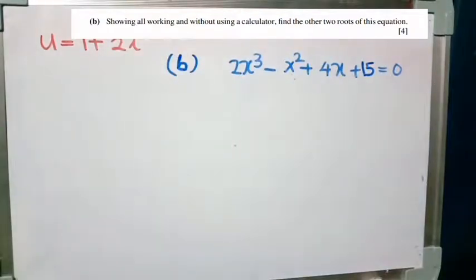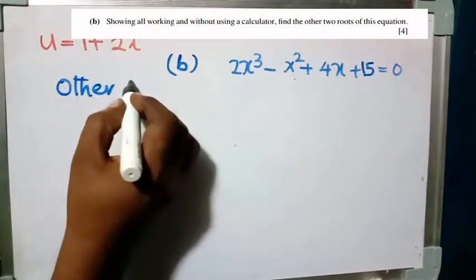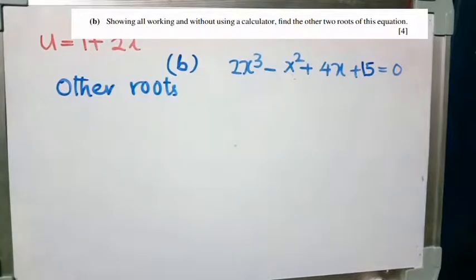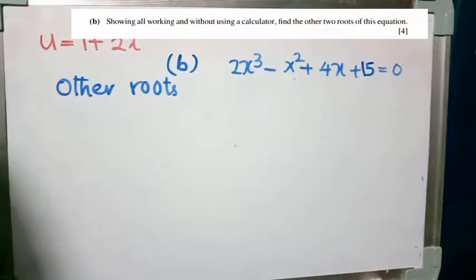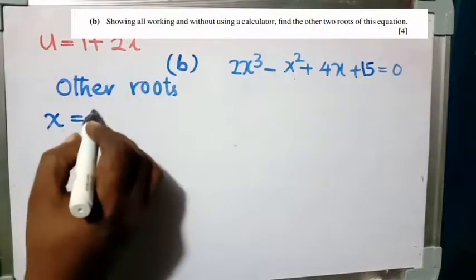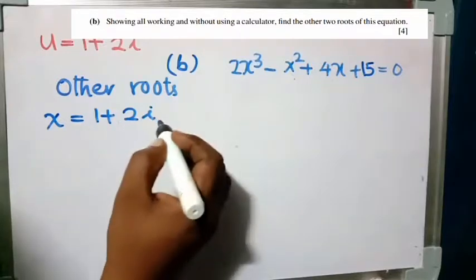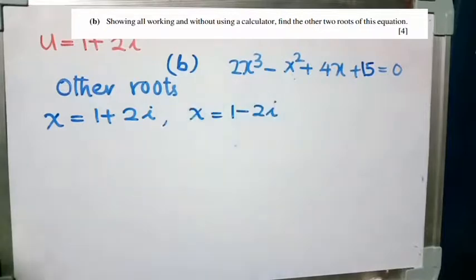by showing all working and without using a calculator, find the other roots. We have to find the other roots. We know that it has 3 roots because the degree is 3 as it is a cubic equation. And already we know that one root is 1 plus 2i. So as one root is 1 plus 2i, the second root will be 1 minus 2i. So already we got 2 roots.